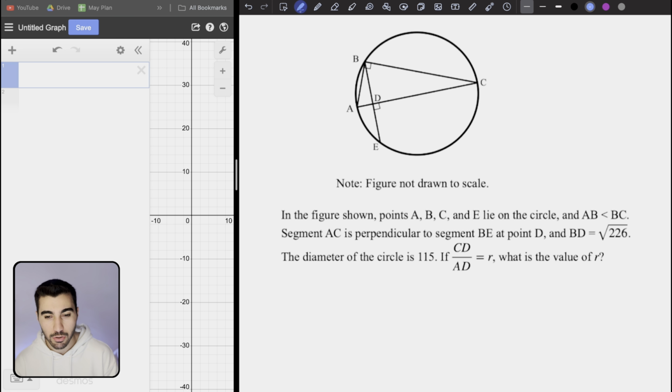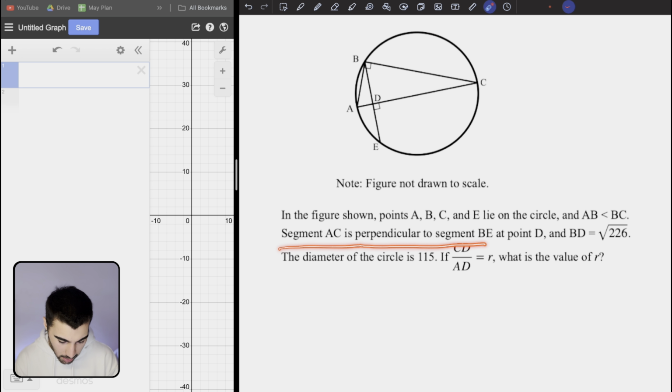It says in the figure shown, points A, B, C, and E lie on the circle, and AB is less than BC. That means this side is smaller than this side. Segment AC is perpendicular to segment BE, so here's 90 degrees. And BD is root 226. BD is right here, so I'm going to just write that here. And the diameter of the circle is 115. So here is 115.